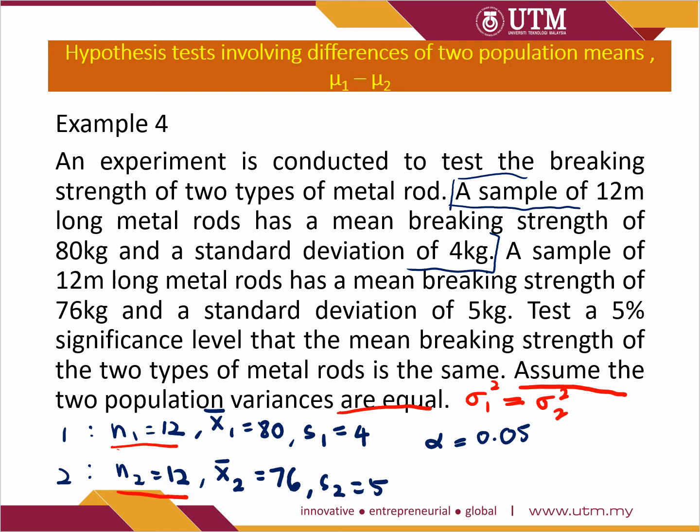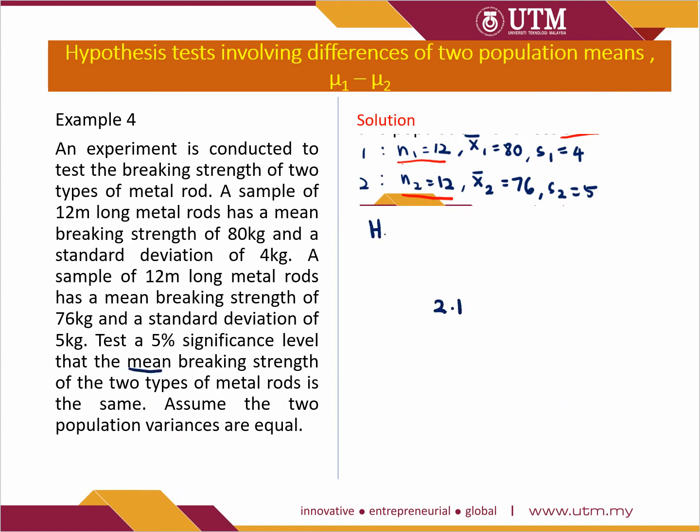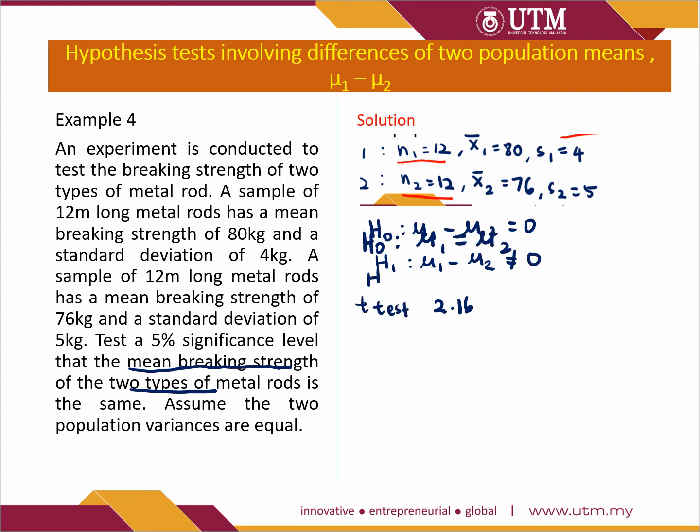Next, we need to identify the hypothesis of this problem. The null hypothesis would be that the mean of the two types is the same, or is it not the same? We can also write this as mu1 minus mu2 equals 0, or mu1 minus mu2 not equal to 0. Now we have identified the hypothesis. Next is to find the test.